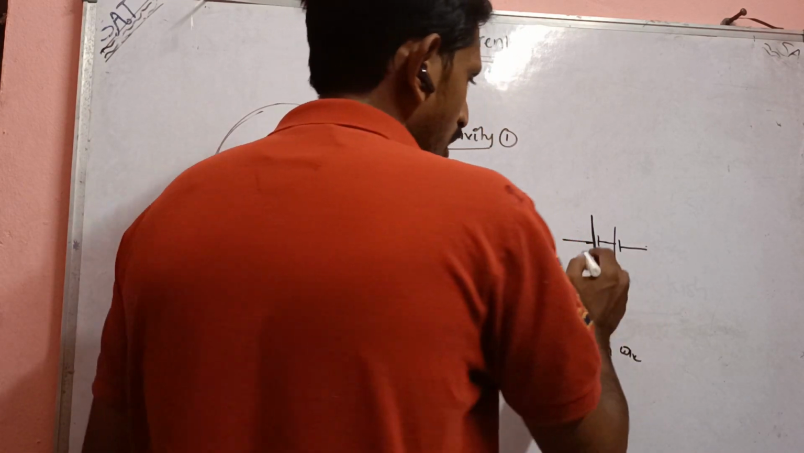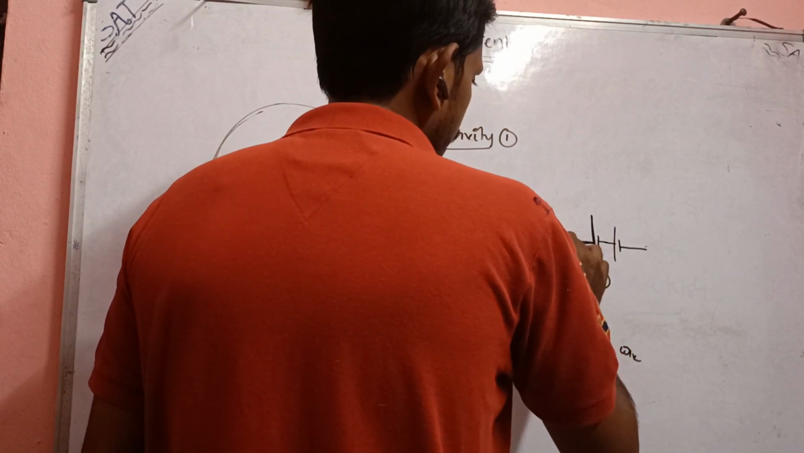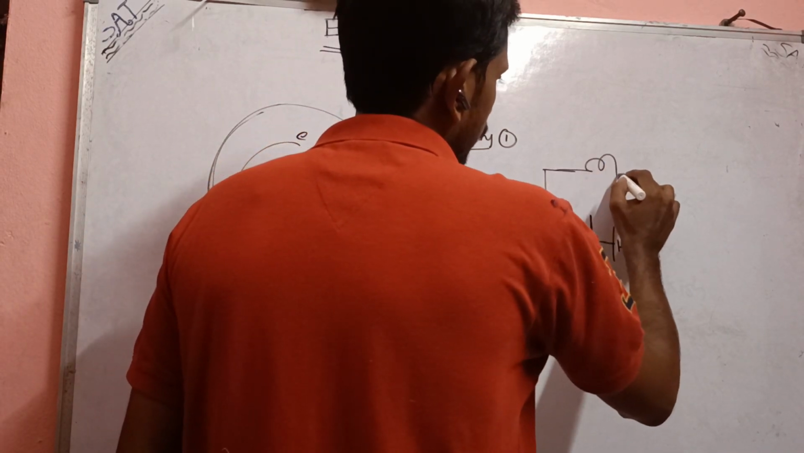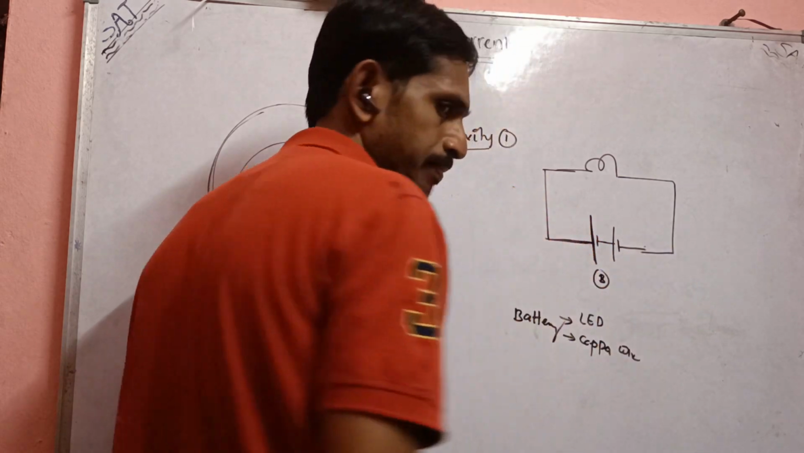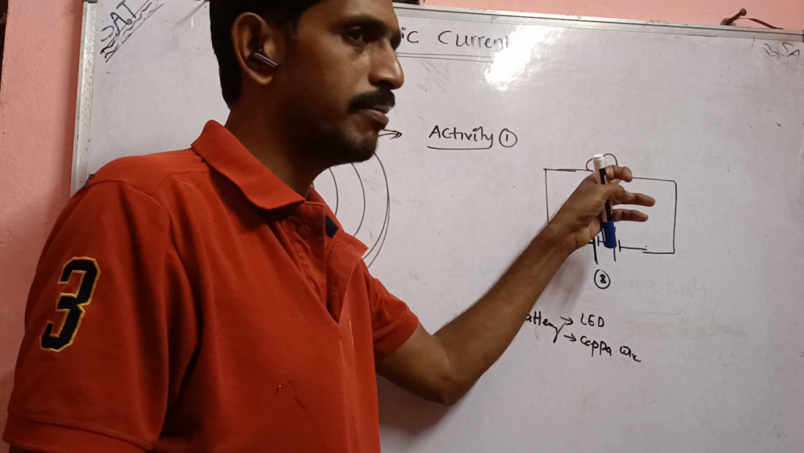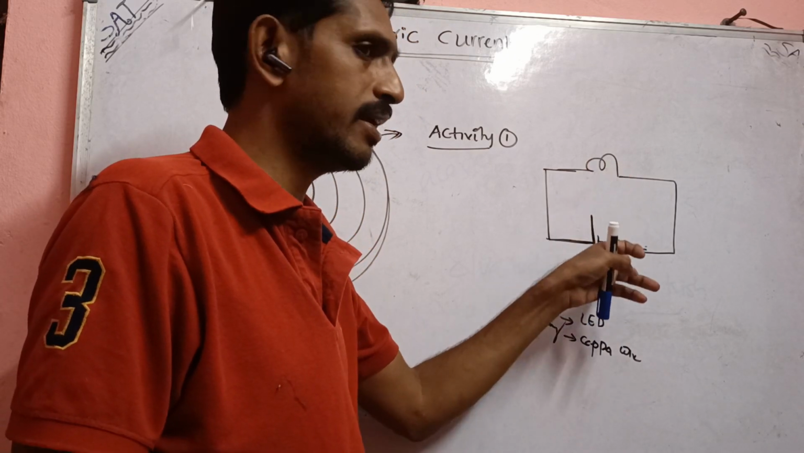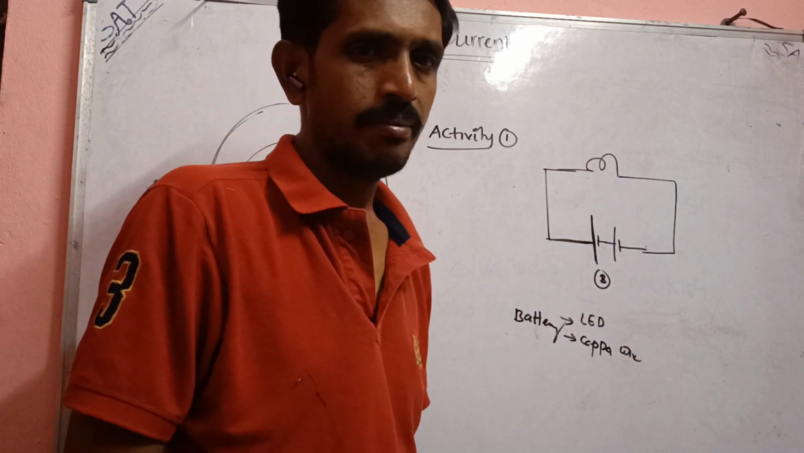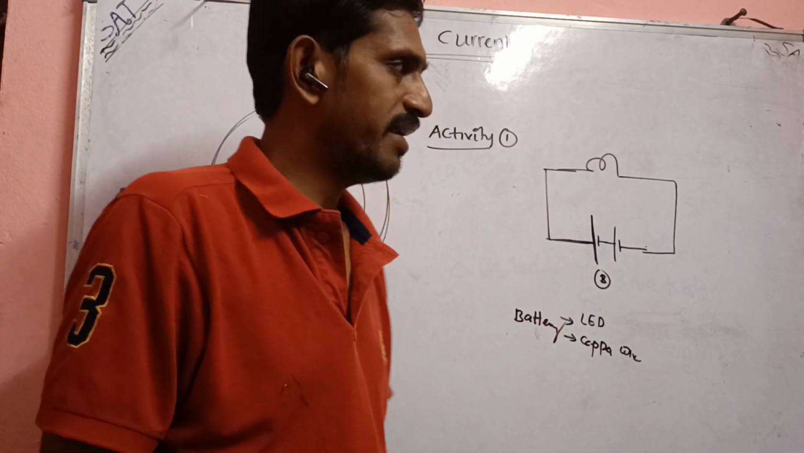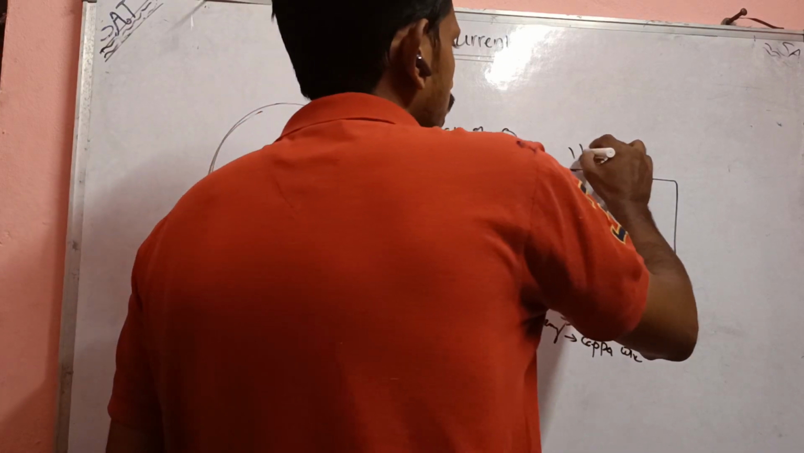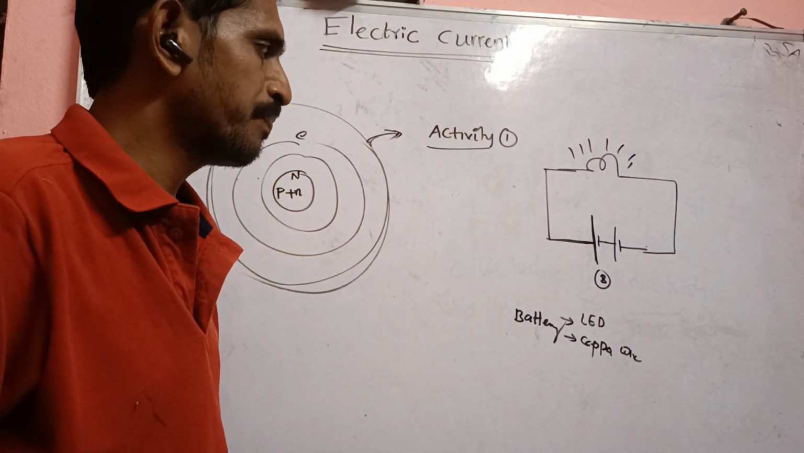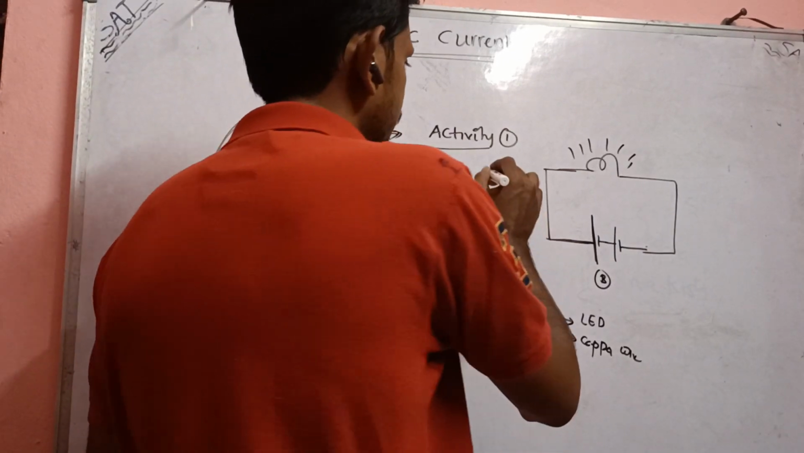So now I connect the battery by wires and also connect the LED bulb. I complete a circuit like this, in which we have the battery and LED bulb. I connect the LED and battery using copper wire. So what do you observe? Definitely the LED bulb will glow.